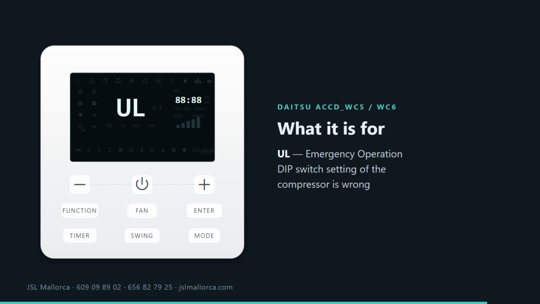Code UL. According to the manufacturer, emergency operation DIP switch setting of the compressor is wrong. Code UN. According to the manufacturer, communication error between grid connection driver board and master controller. Code UP. According to the manufacturer, protection shutdown error of thermal storage module.